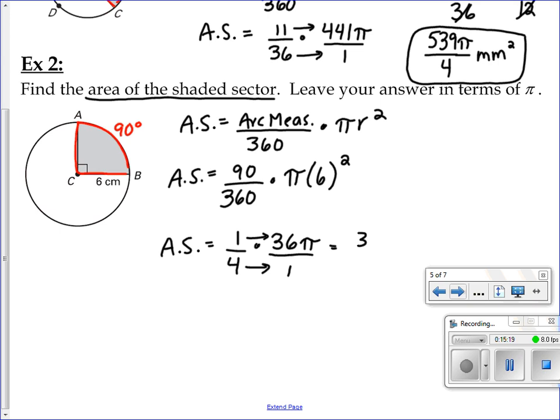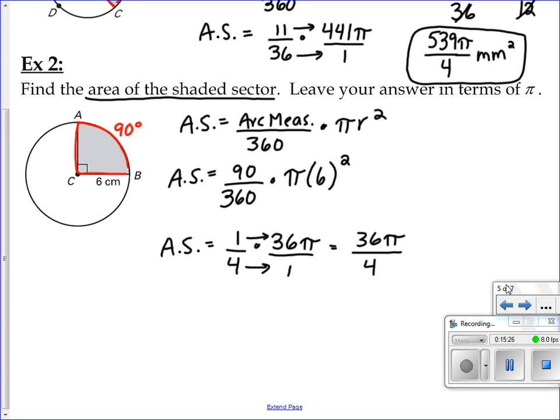So 1 times 36 pi is 36 pi. 4 times 1 is just 4. So 36 divided by 4, that's actually a nice whole number, 9. And then pi just tags along, and we were given centimeters. And since we're doing area, our answer is centimeters squared.